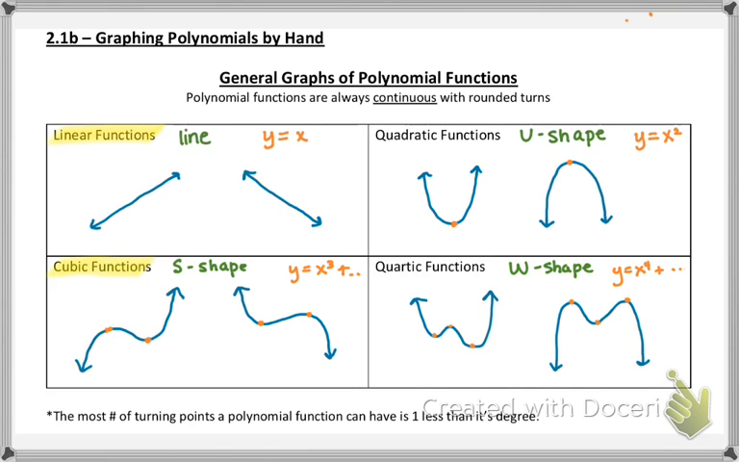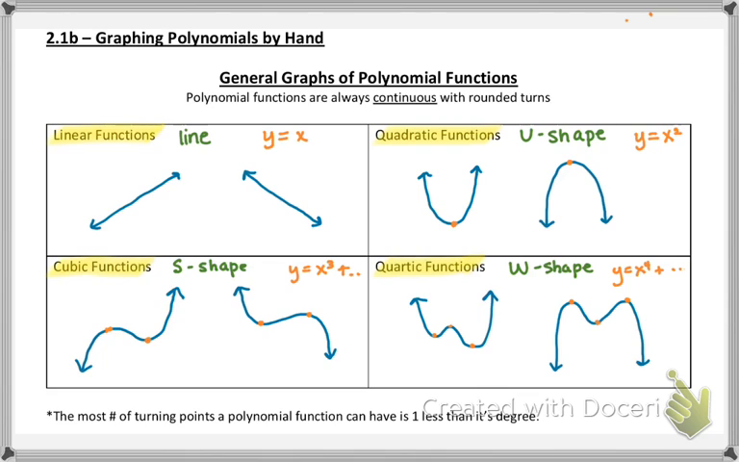And then for the quadratic and the quartic, which have even degrees, x to the second and x to the fourth, you're going to notice that on the left and on the right, they both point the same way. They either both go up or they both go down. So that's a relationship that is true for all odd and even polynomials.